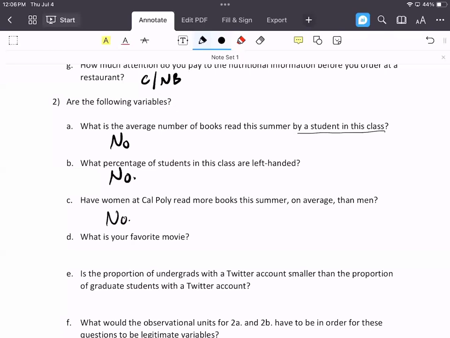D. What's your favorite movie? Is it going to vary from student to student? Yes. So it is a variable. And I'm just going to put that it's categorical and non-binary. It doesn't ask for that, but just as a reminder, that's what that would be.